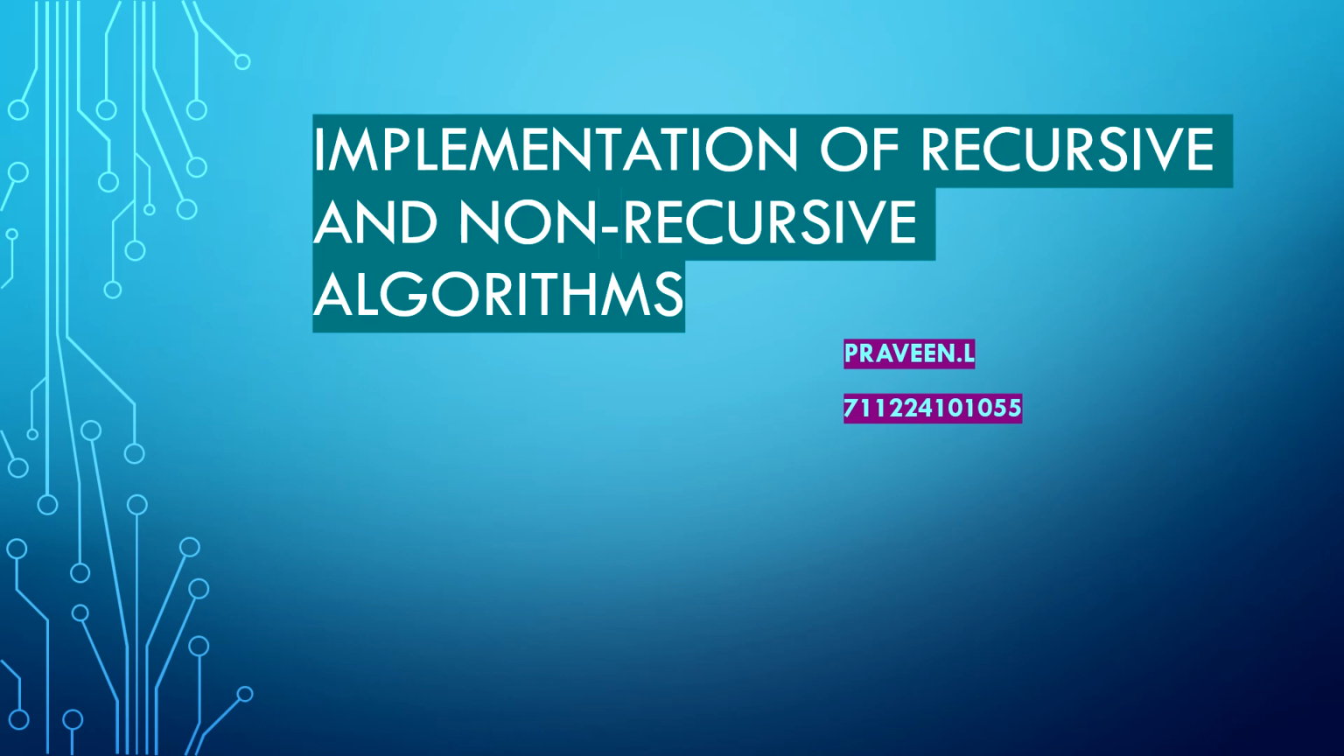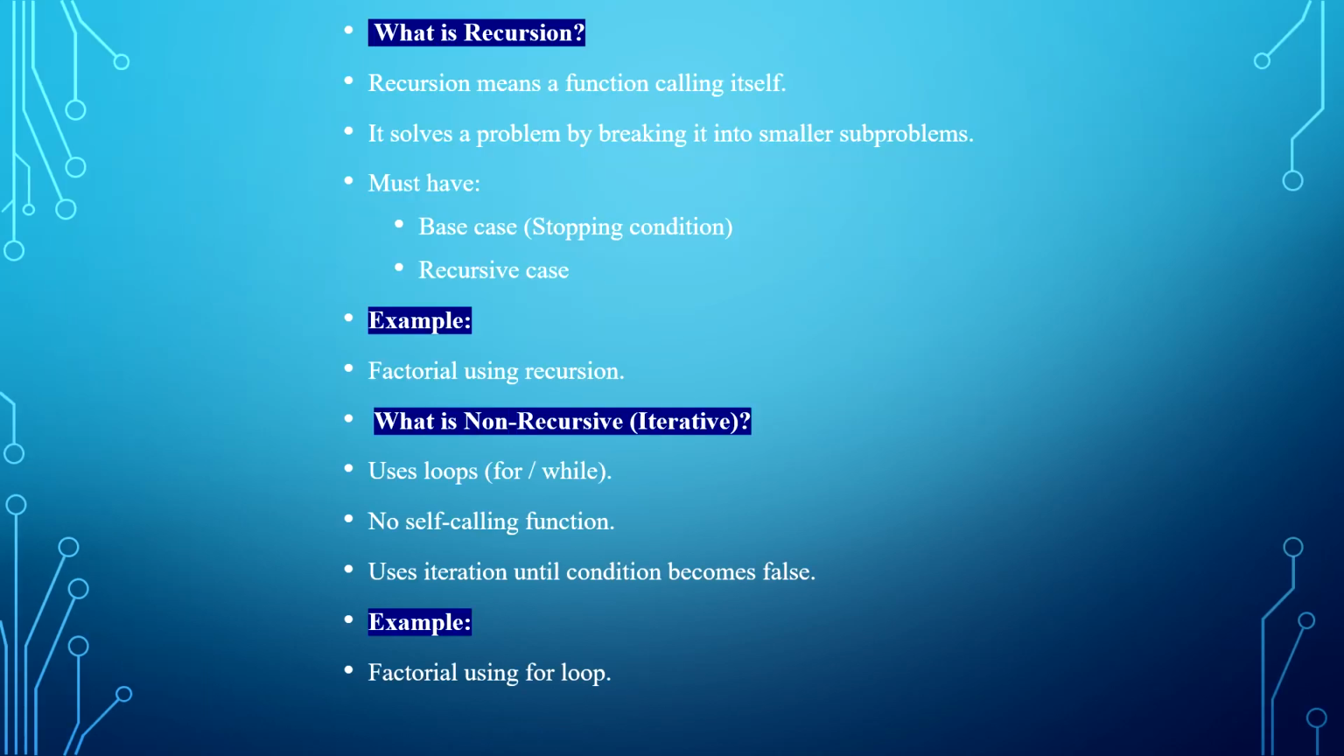Today I am going to explain the implementation of recursive and non-recursive algorithms using Fibonacci and factorial programs. First, I will explain recursion. Recursion means a function calling itself. It is used to solve a big problem by breaking it into smaller subproblems.